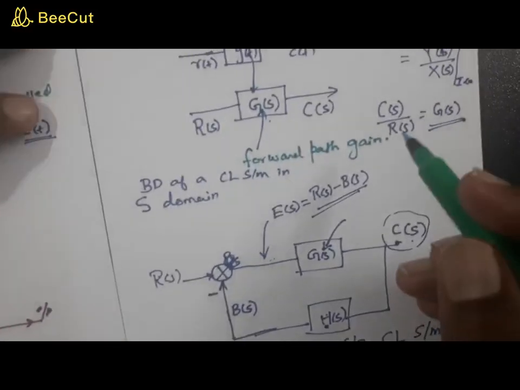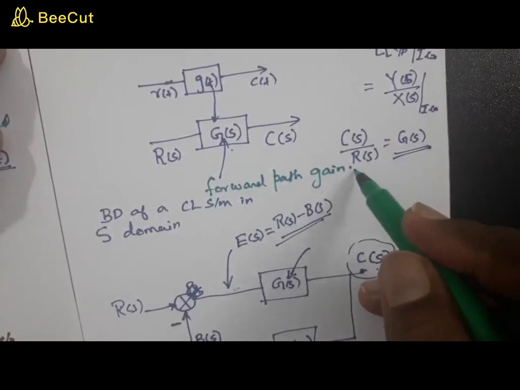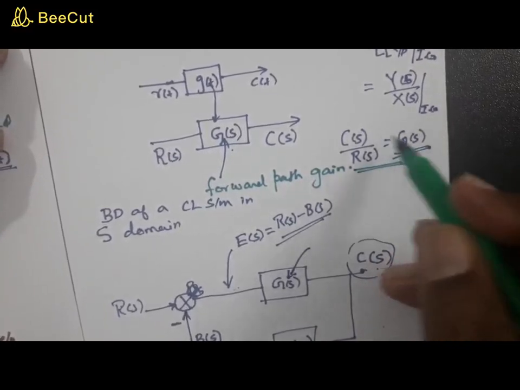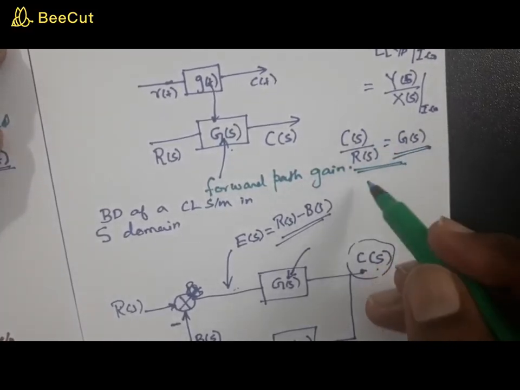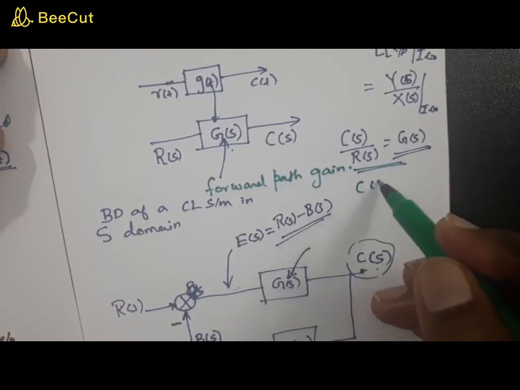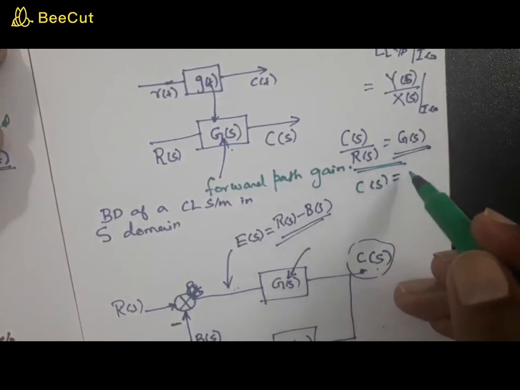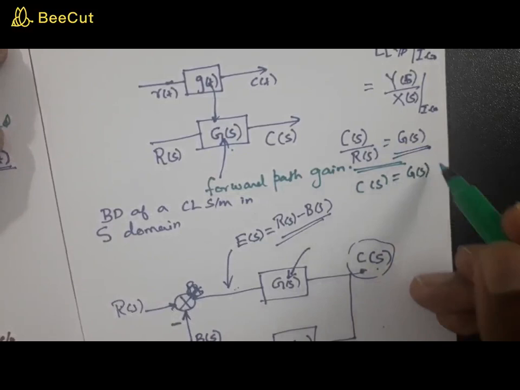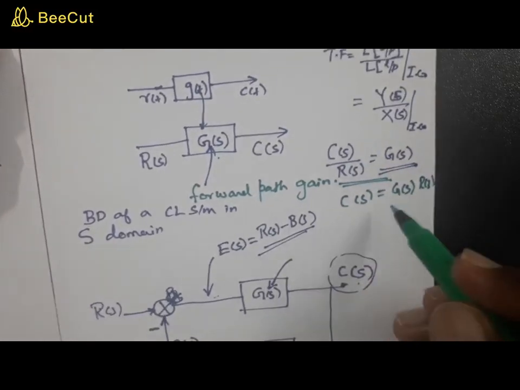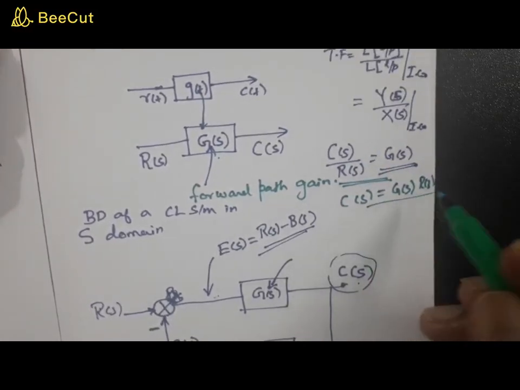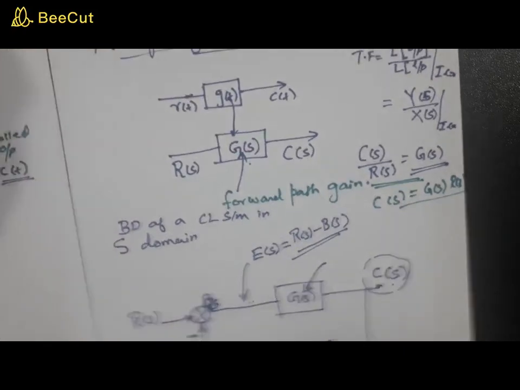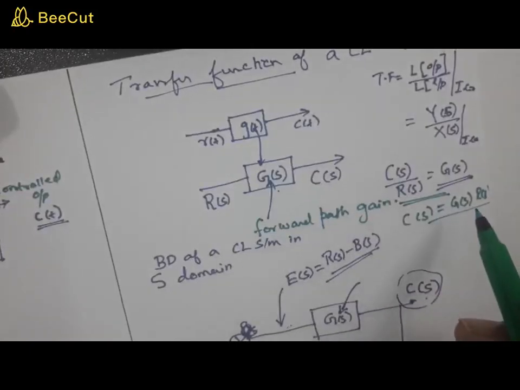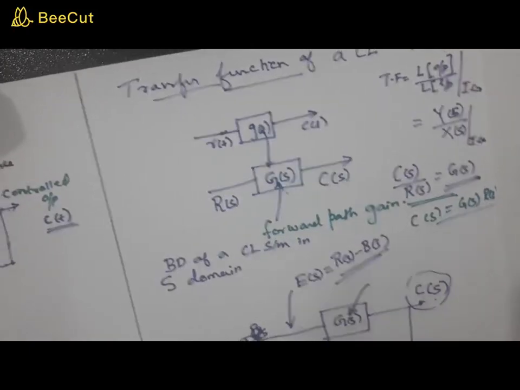Now coming to this point, this is actually the transfer function of an open loop system, and you might be wondering how I write this expression. This is actually G of s into R of s. How does it happen, how is it multiplied? I will give you an explanation of this, if you have that doubt.